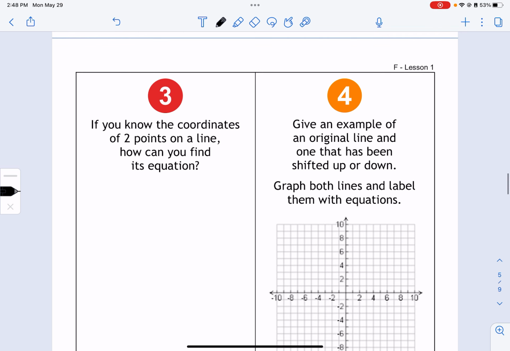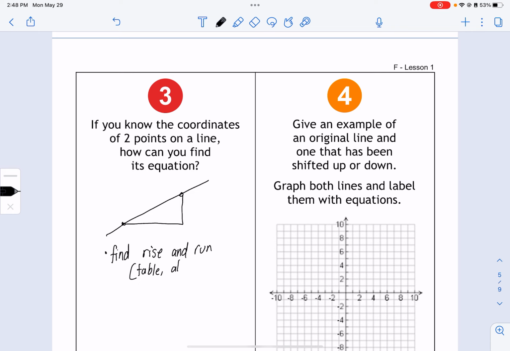If you know the coordinates of 2 points on a line, how can you find its equation? Well, if we know 2 points on the line, we immediately can find the rise and run between those 2 points. You can do this with a table. You can do this with algebra. You can do this by graphing.